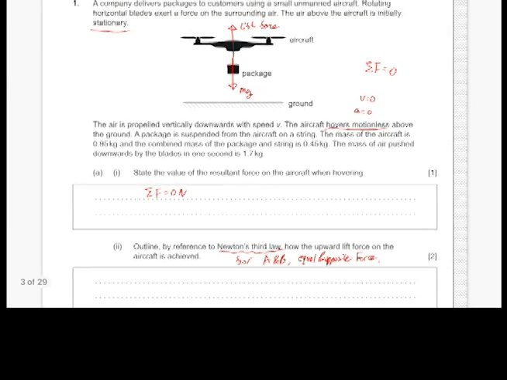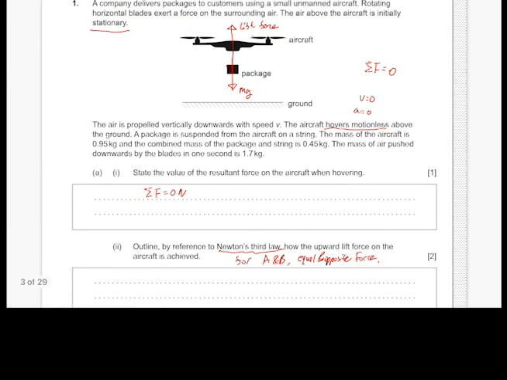So first we have to identify what the force pair is going to be. So the air is propelled vertically downwards with speed v. So we'll assume that air is being propelled downwards because it's being accelerated by the propellers. So there is a force being exerted on it. So if this air is being accelerated downwards, then we know that by Newton's third law, this air will push up against the aircraft, generating lift force.